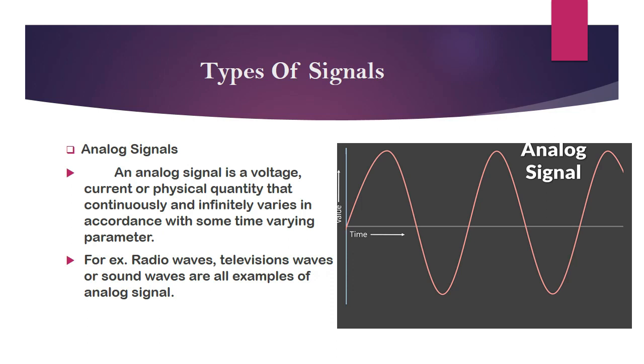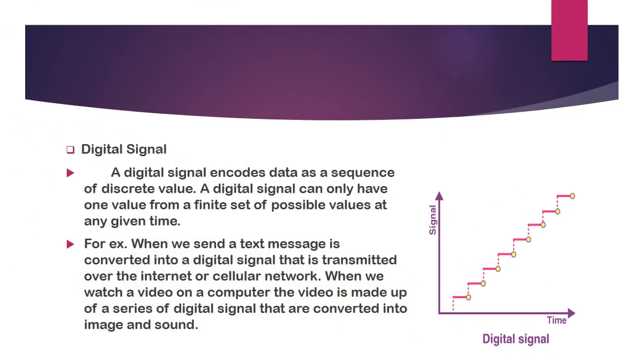Analog signals. An analog signal is a voltage, current, or physical quantity that continuously and finitely varies in accordance with some time varying parameters. For example, radio wave, television wave, or sound wave are all examples of analog signals. Digital signal. A digital signal encodes data as a sequence of discrete values. A digital signal can only have one value from a finite set of possible values at any given time.